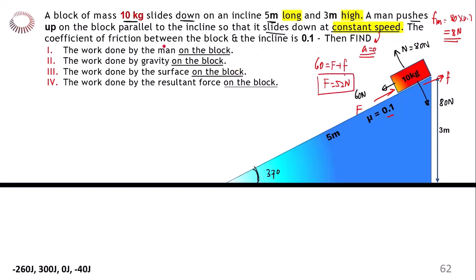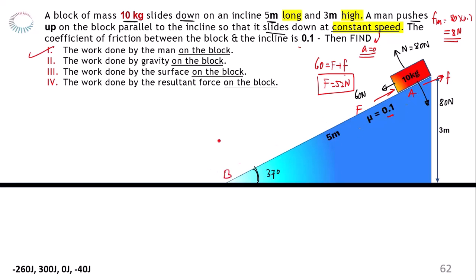Now, what is being asked is the work done by the man on the block. Now, what is the displacement? It is down the plane by 5 meter. So the man is applying a force of 52 Newton, and the displacement is downward. Why? Because it has been said that the block moves from point A to point B.